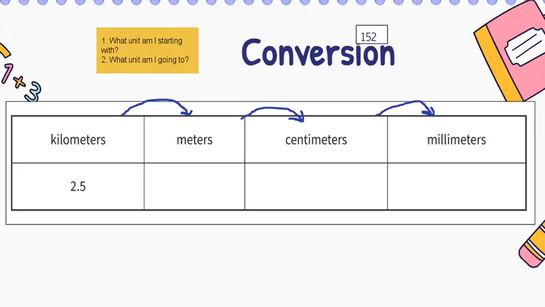Let's change our background color to yellow. And we have our pen is black. All right, so we remember that there were 1,000 meters in a kilometer. Now, how do we work that out?